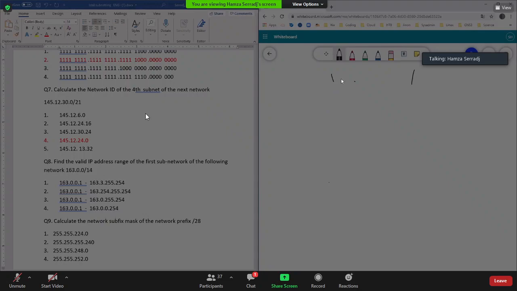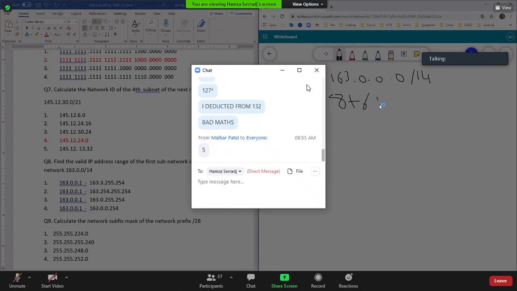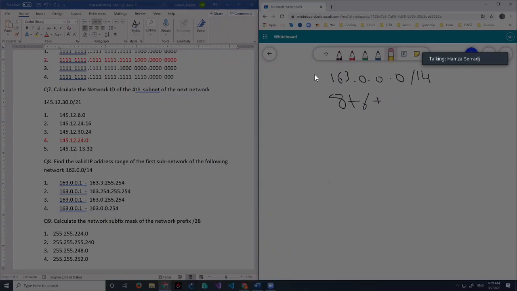So I have here the address 163.0.0.0/14. What is my subnet mask here? /14. How many extra bits? 8 plus 8 gives me 16, no. 14, so 8 plus 6. Good. Come on, wake up. Then 0 plus 0 plus 0, right? So basically, this is my subnet mask.